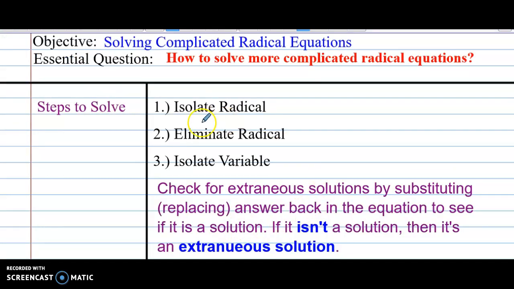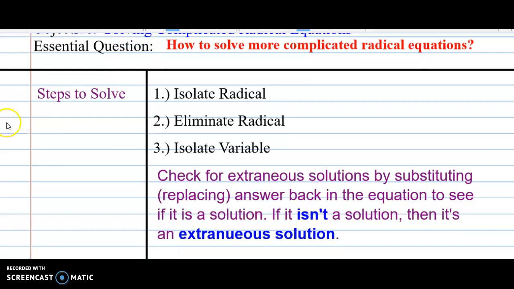This first part you have seen before. The steps to solve don't change. And just a reminder that when you are checking for solutions, you're checking to see if you have extraneous solutions by substituting your answer back into the equation to see if it is a solution. If it isn't a solution, then that's the case of an extraneous solution. So we're going to see an example together. Hopefully this will help you.